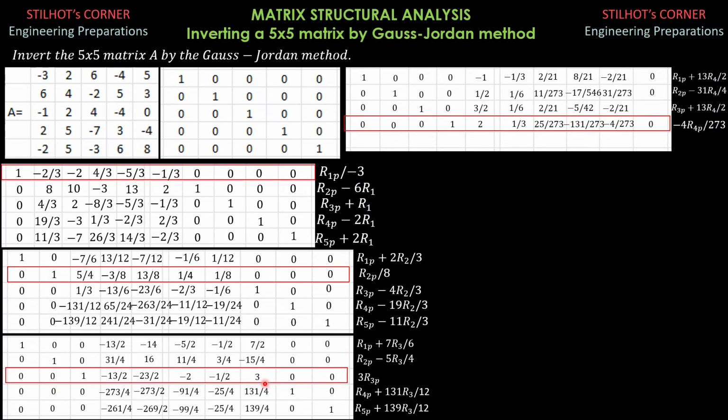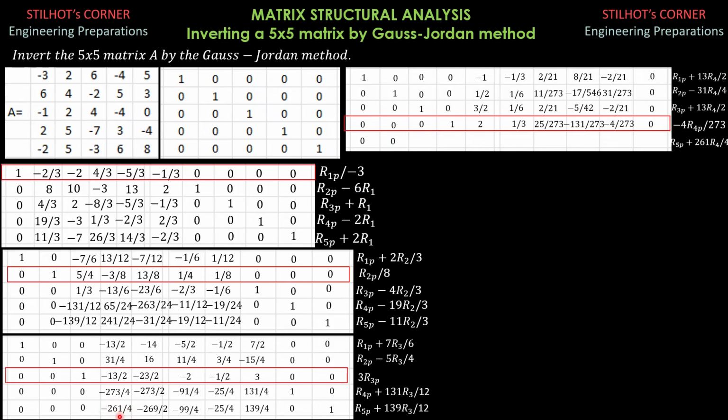3 plus 13 over 2 of negative 131 over 273, that's negative 5 over 42. 0 plus 13 over 2 of negative 4 over 273, that's negative 2 over 21. Then 0 plus 13 over 2 of 0, it's still 0. So for row 5, this is negative 261 over 4.